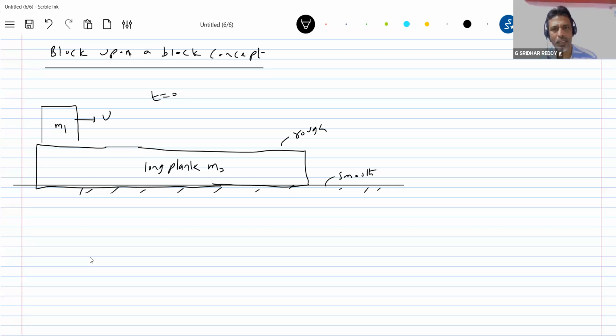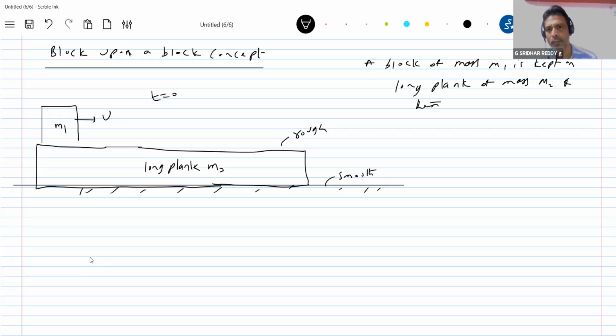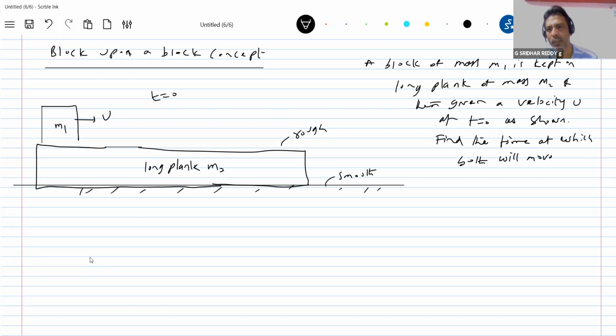A block of mass m1 is kept on a long plank of mass m2 and then given a velocity u at t equals 0, as shown. Find the time at which both will move with common velocity.